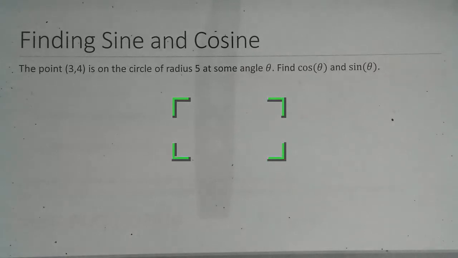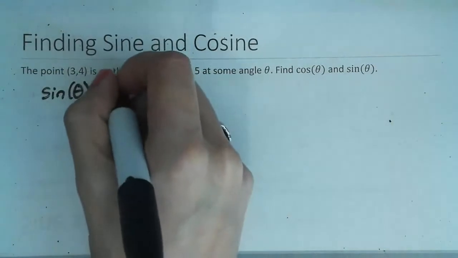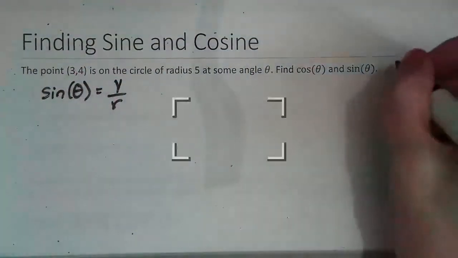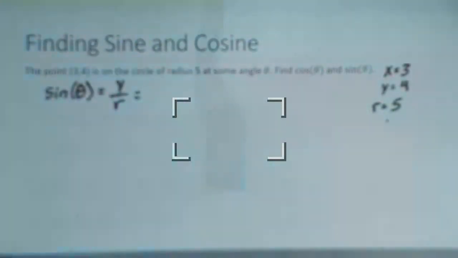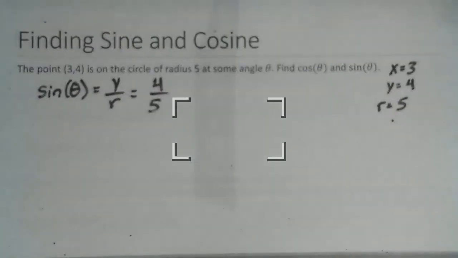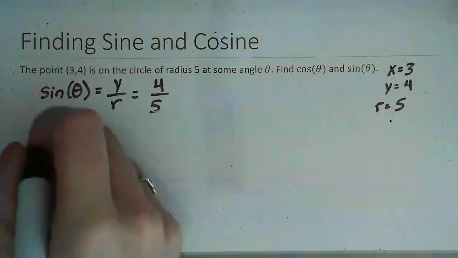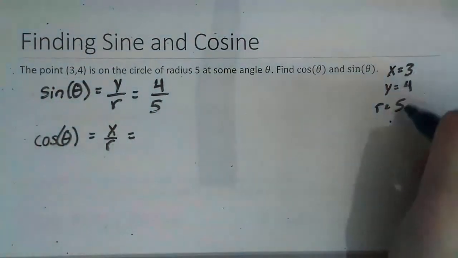So we're going to start by finding sine and cosine. This says the point (3, 4) is on the circle of radius 5 at some angle theta. We want to find the cosine of theta and the sine of theta. We were told that the sine of theta is equal to y over r. They gave us a point (3, 4), so our x value is 3, the y value is 4, and the radius is 5. So I just have to plug those in. y is 4, r is 5, so our sine is 4/5. It said cosine first, finding them out of order, that's okay. So the cosine of theta is equal to x over r, and that's going to be 3 over 5.